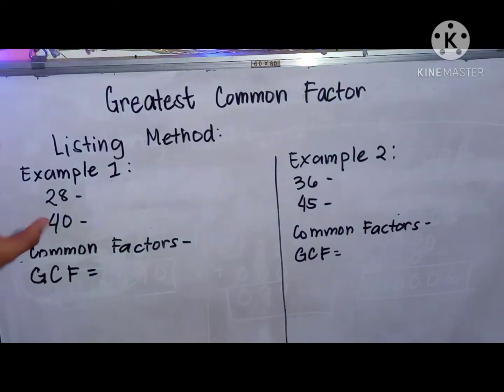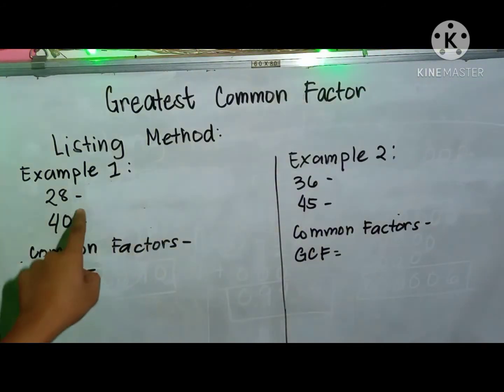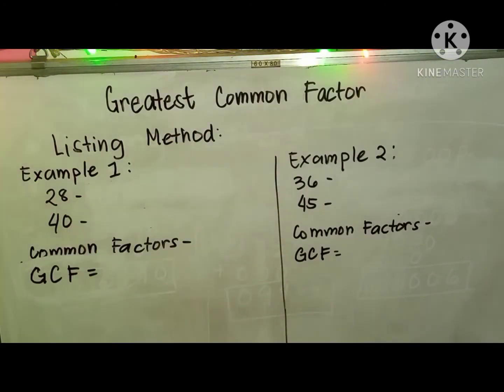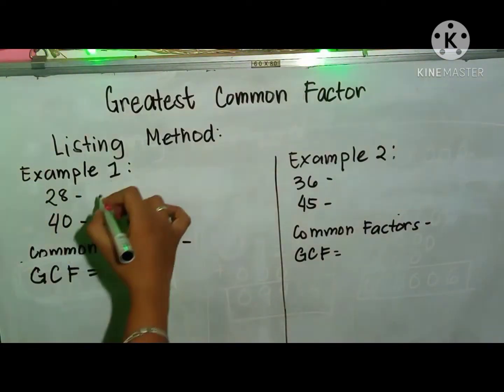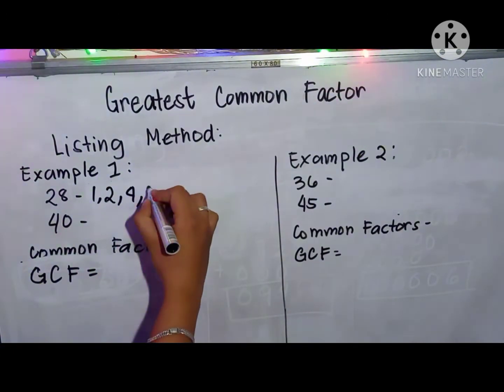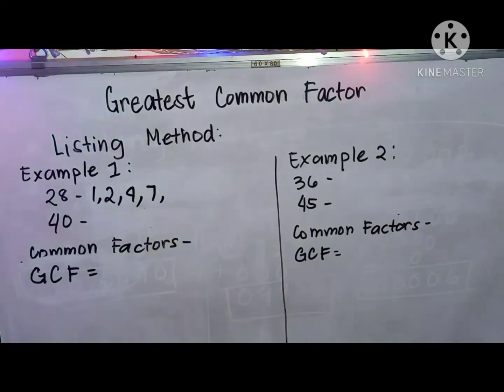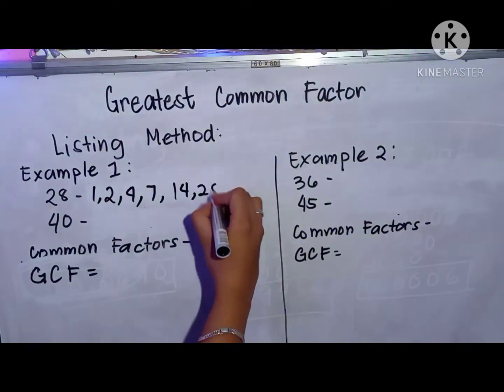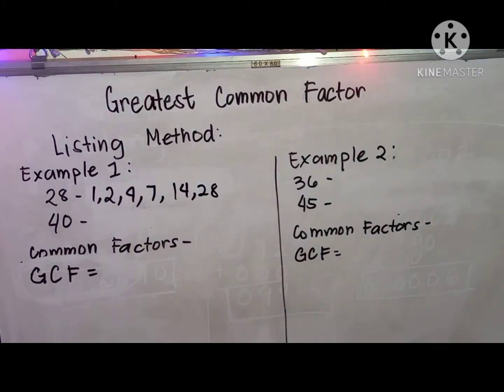Now, let us do example number 1. Let us first list all the factors of 28, meaning all the numbers that can divide 28. Yun yung tinatawag nating factor. Ililist natin siya, kaya tinawag na listing method. So, 28 can be divided by 1, 2, 4, 7, 14, and 28.